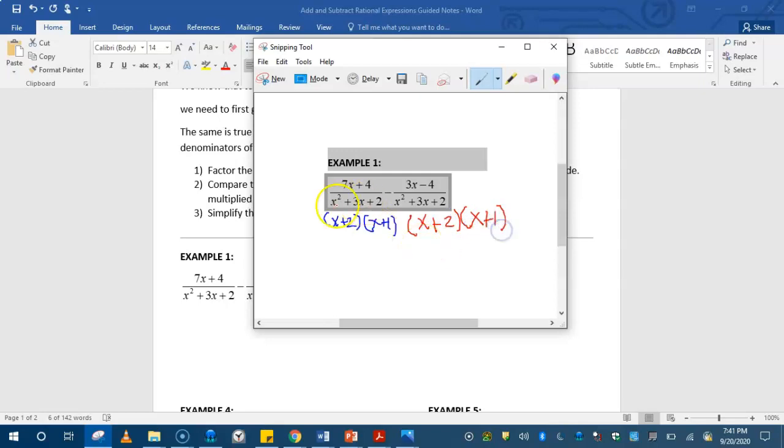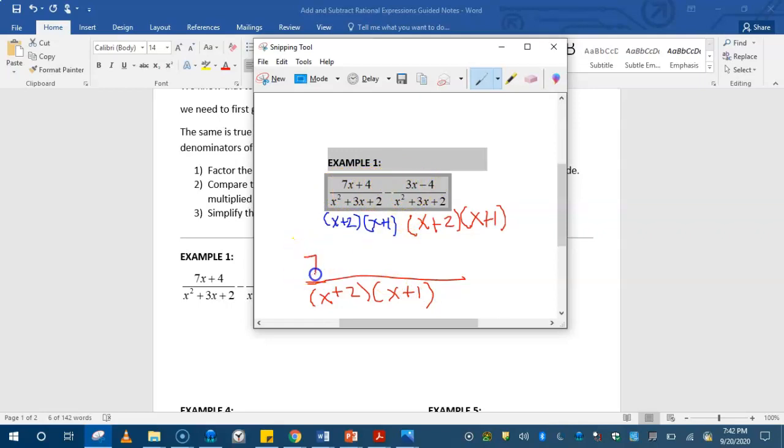So if I look at both of these, the denominators are already in common, right? They both have the same denominator. So it's not much that I have to do. The least common denominator is going to be an x plus 2 and an x plus 1. So now all I need to do is subtract in the top.